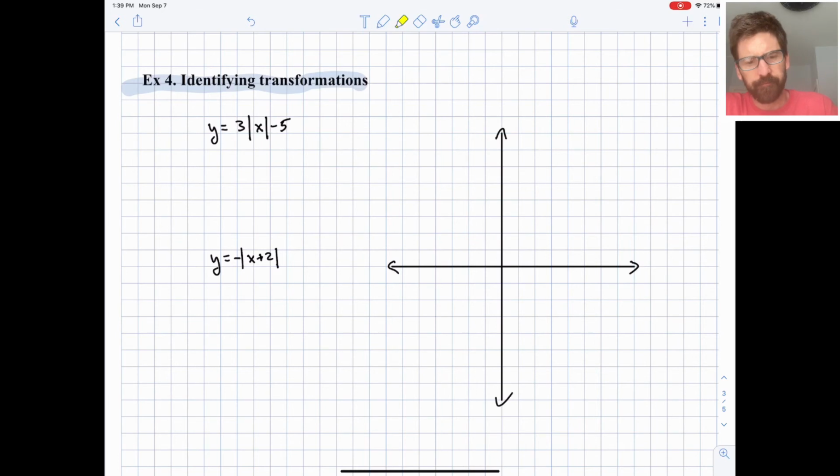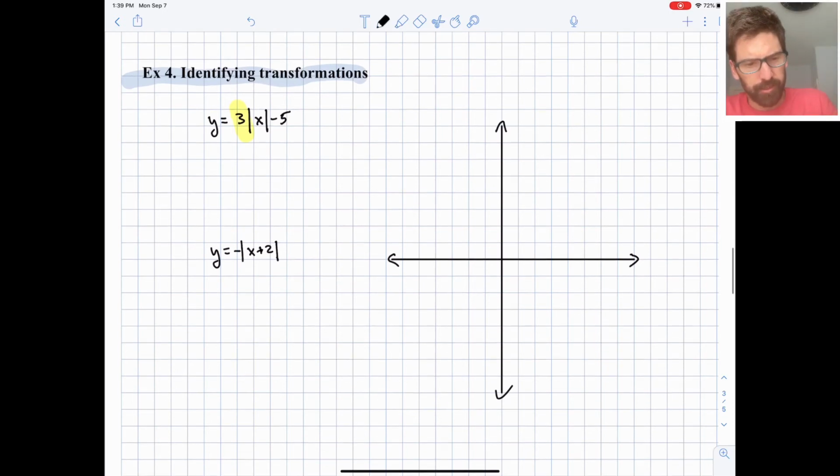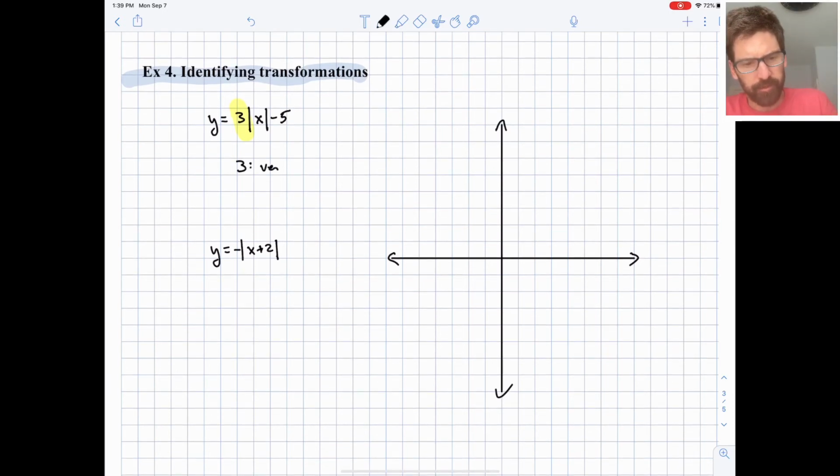Okay, so this 3 is going to give us a vertical stretch 3 times. So we're going to have a pretty skinny V, vertically stretched. So 3 will give us a vertical stretch. And then the -5 will affect the vertex. So we will have a vertex at 0, -5. You can also think of this -5 as being a downward shift.